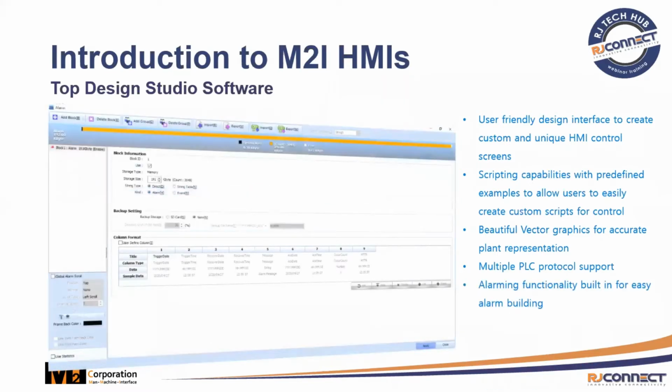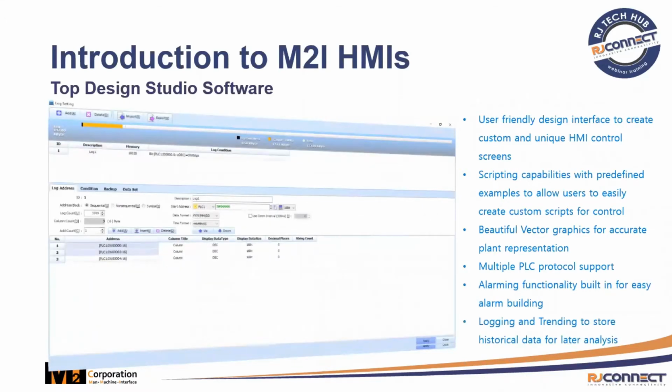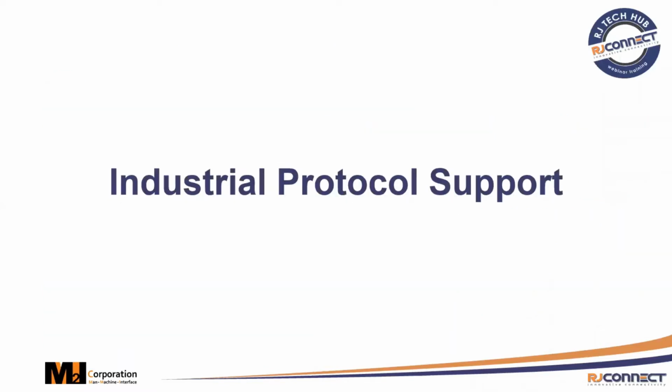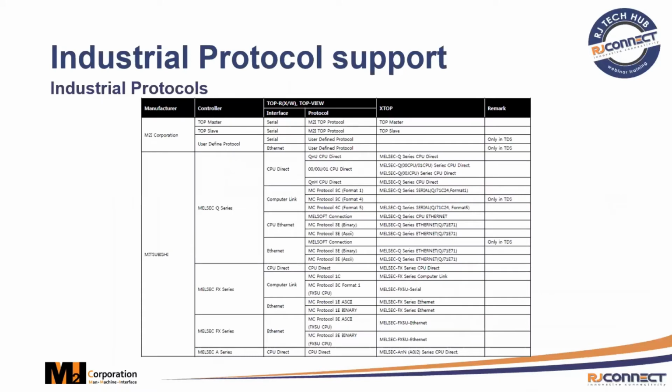Alarming functionality is built in for easy alarm building, and there is logging and trending to store historical data for later analysis as well. These logs can also be exported using the USB or the SD card reader in the HMI. Let's take a look at all the industrial protocols supported by the HMI.